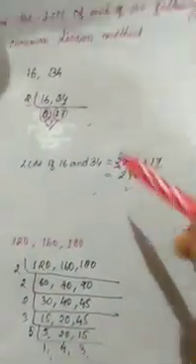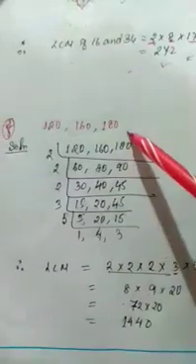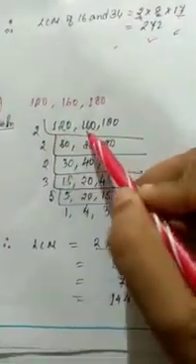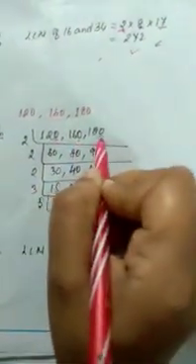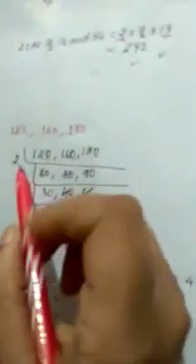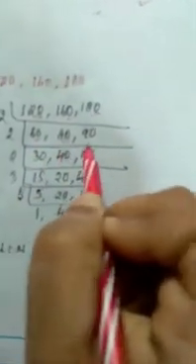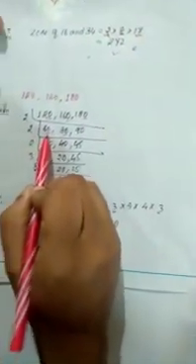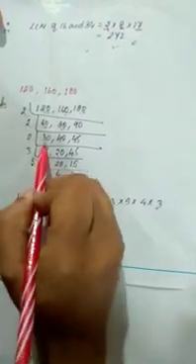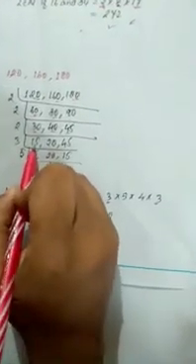Okay, same way we'll do one more, part F, which I have written here: 120, 160, 180. See, all the numbers are divisible by 2, and 2 is the least prime number, so we'll start with 2. Dividing by 2 we get 60, 80, 90. Again 2 is a factor of all the numbers, so dividing by 2 we get 30, 40, 45. Again dividing by 2, we get 15, 20.